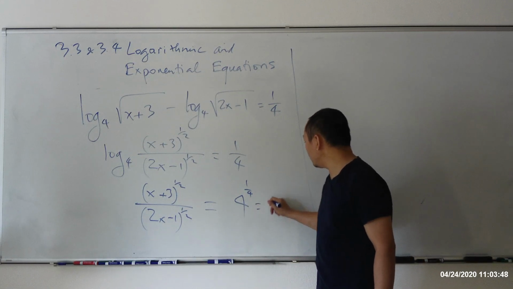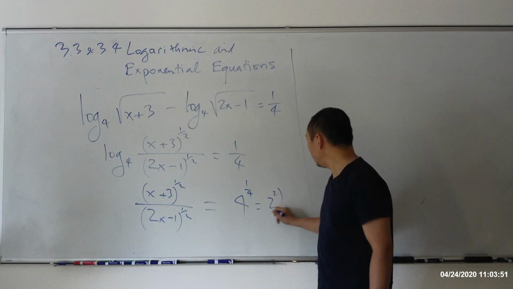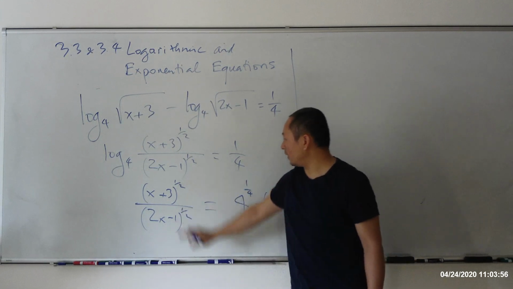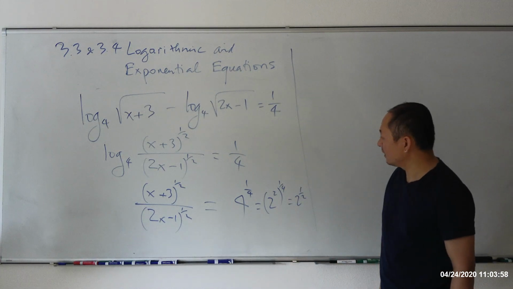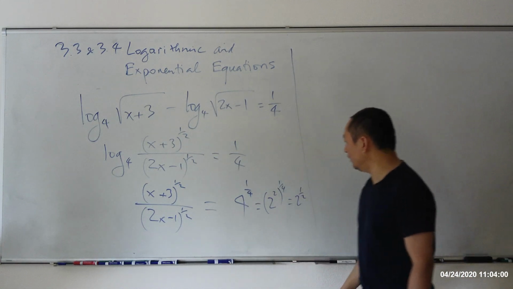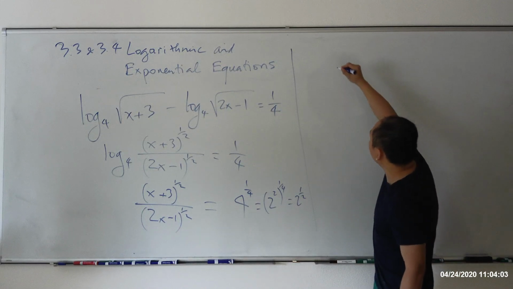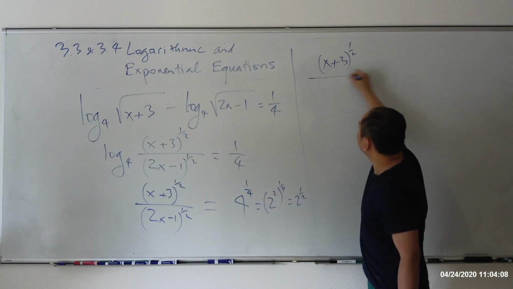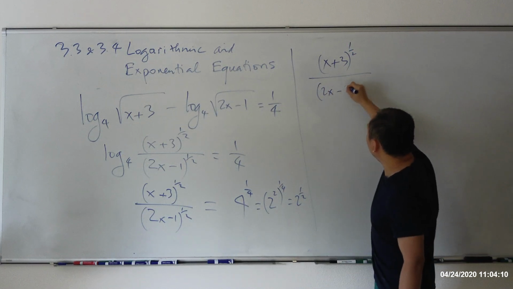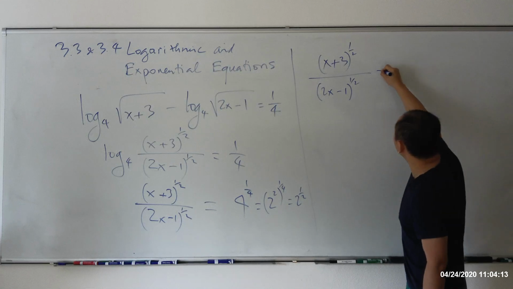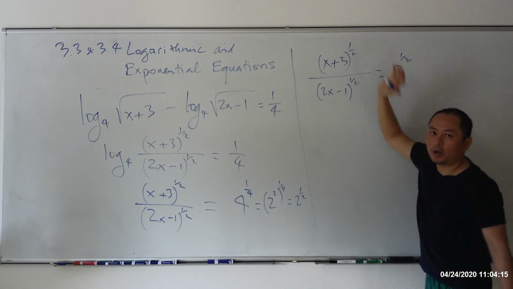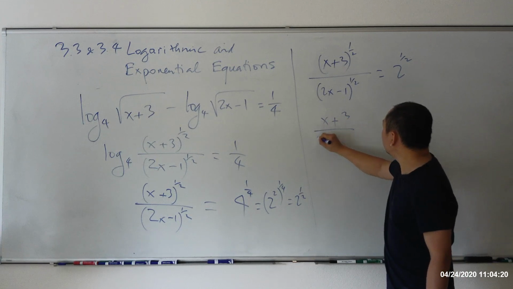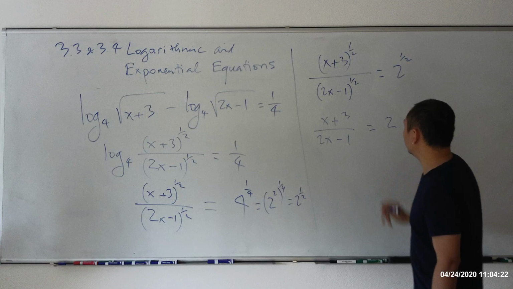4 to the 1/4 is 2 squared to the 1/4, which is 2 to the 1/2. Okay, so everything got exponent 1/2, and all the factors are positive, so we can get rid of the 1/2. Let me rewrite it in here. x plus 3 to the 1/2 over 2x minus 1 to the 1/2 equal to 2 to the 1/2. Square up both sides, guys. We have x plus 3 over 2x minus 1 equal to 2.